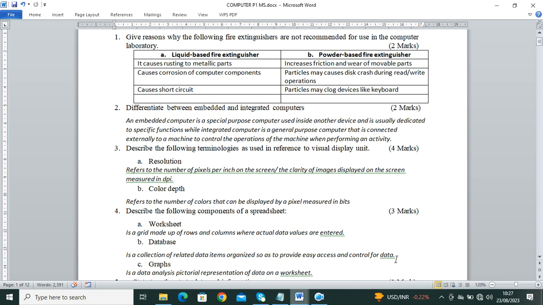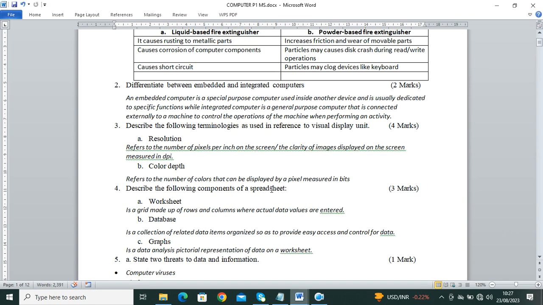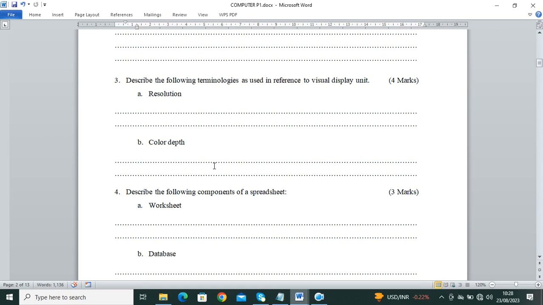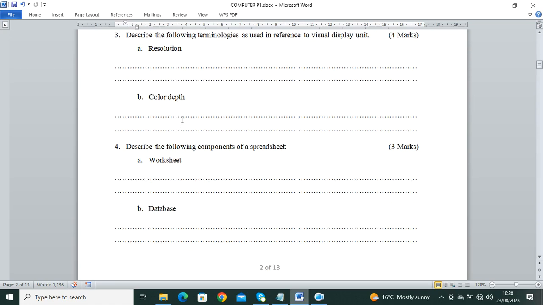So that is self-explanatory. The next point is describe the following terminologies or terms as used in reference to visual display unit. Guys, when you talk about VDU or visual display unit, we are talking about a monitor or a screen. We have 4 marks. So our question reads, we need to have resolution and also color depth. Also, this is Form 1 second topic, that is computer systems, and the subtopic soft copy output devices. Guys, what do you understand by resolution and color depth?